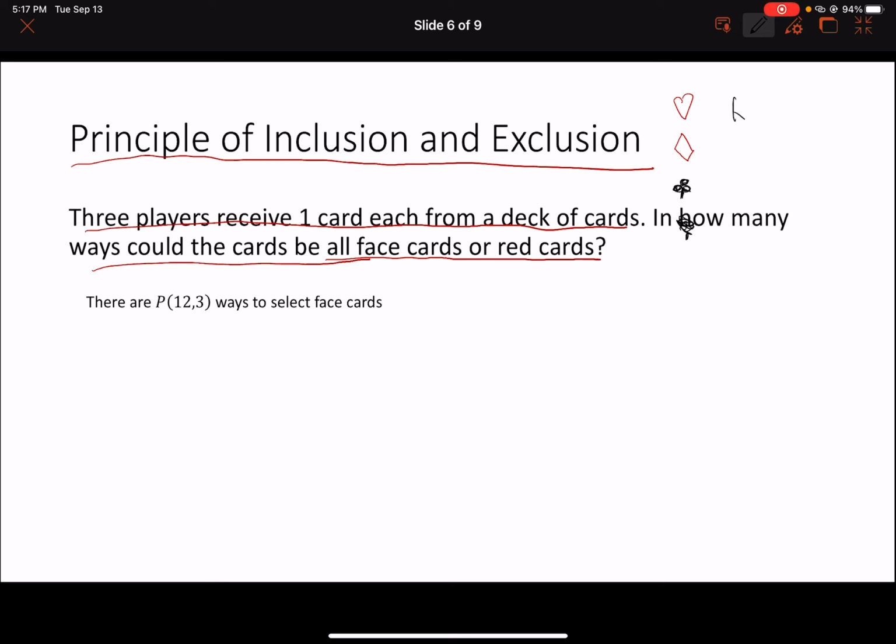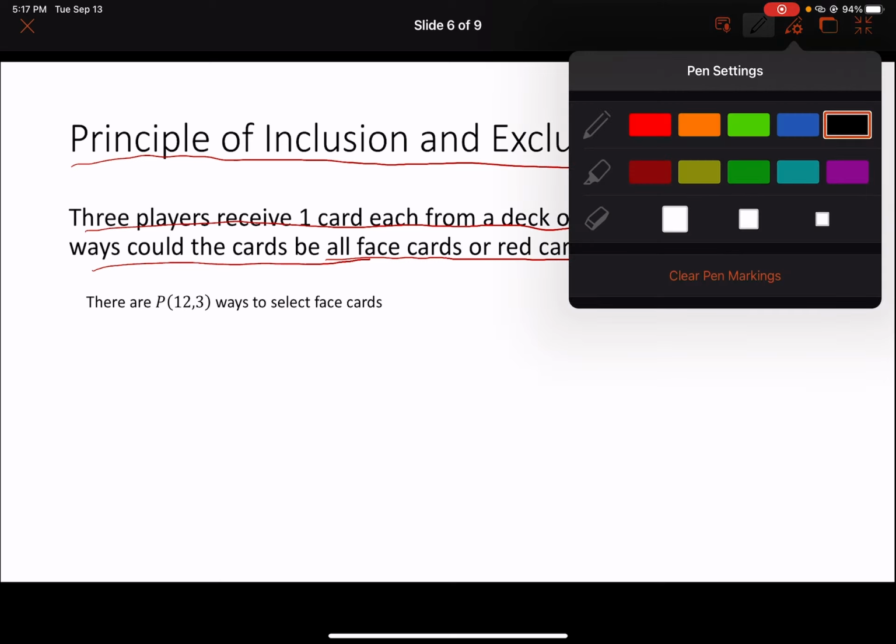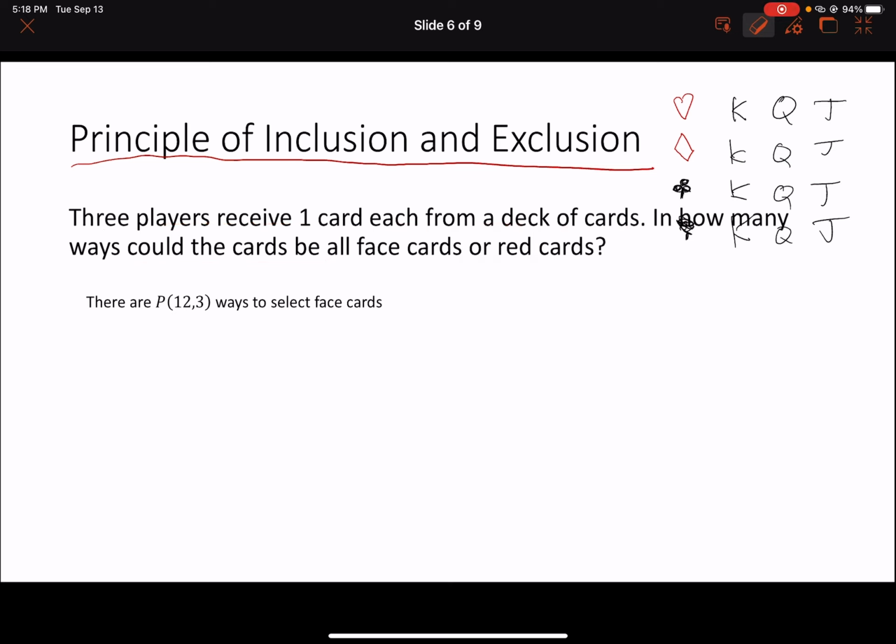And for each of these, there's kings, queens, and jacks, and we call those the face cards, right? So let's take a look at that. Well, how many ways are there to select face cards? How many ways could the cards be all face cards? So let's see. We'll divide it. Well, there are 12 face cards. We're choosing 3. That's how many ways there are.